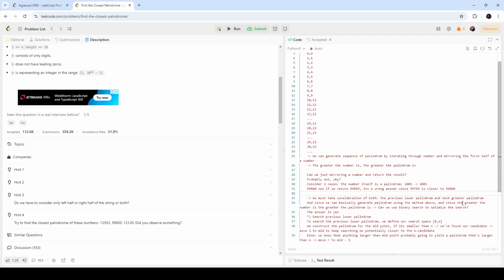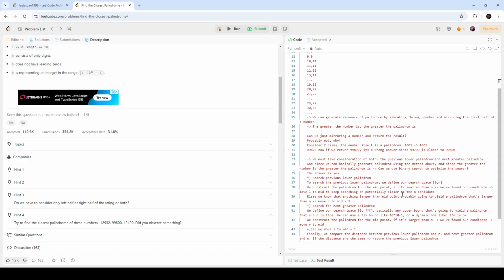Since we can generate palindromes using this method, and since the greater the number is, the greater the palindrome is, can we use binary search to optimize the search? The answer is yes. So we're going to search for the previous lower palindrome and for the next greater palindrome. For the lower palindrome path, we will define our search space from 0 to n, and we construct the palindrome for the midpoint.